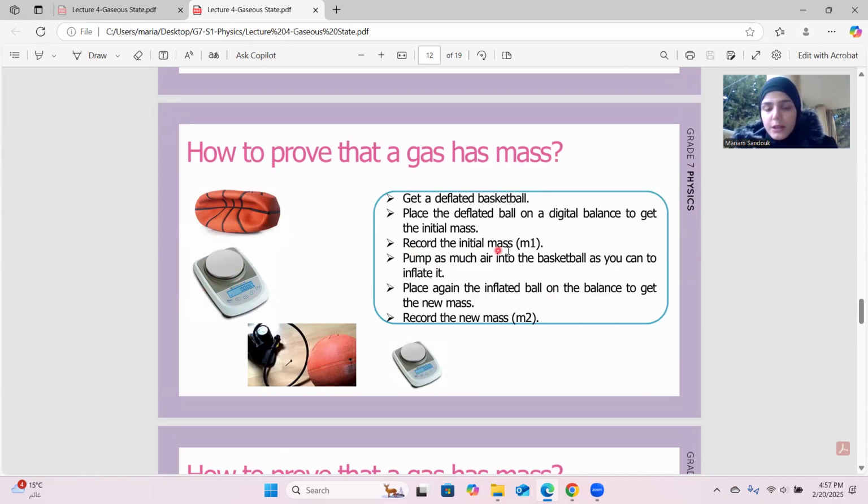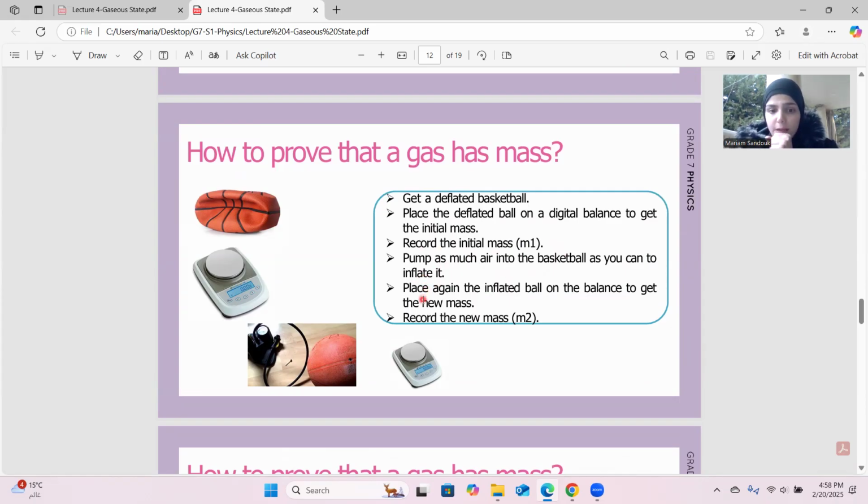Now I record the initial mass M1. So I will record the mass. I get M1, which is the initial mass. Now I'm done with this step. Then, I will pump as much air into the basketball as I can to inflate it. So it was deflated, I inflated it, so it became now a regular basketball.